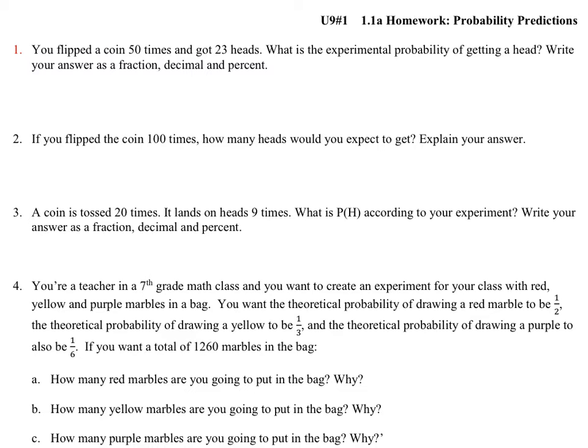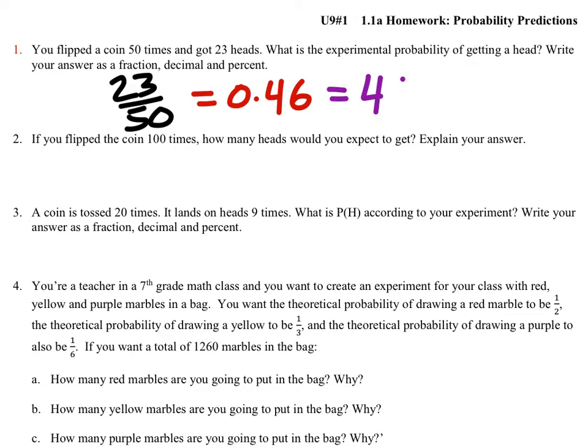If you flipped a coin 50 times and got heads 23 times, what is the experimental probability of getting a head? Write your answers with fraction, decimal, and percent. So they got 23 heads out of 50. There's our fraction. But we do need the decimal, which would be the same as 23 divided by 50, which is 0.46. Then we multiply that by 100 to get the percent, and 46%.